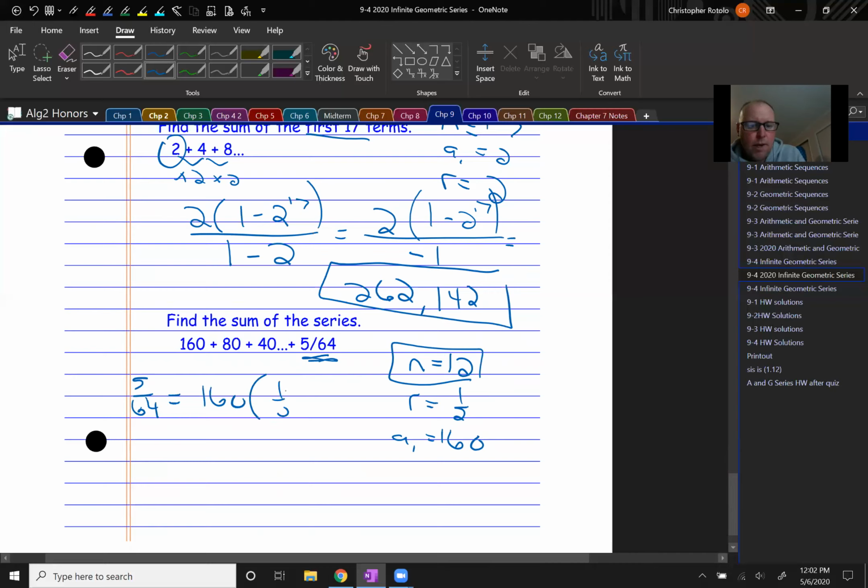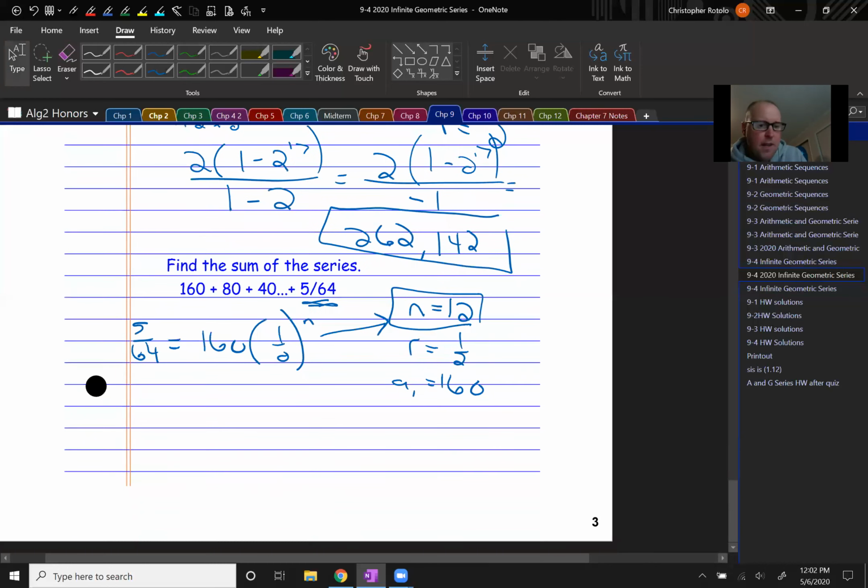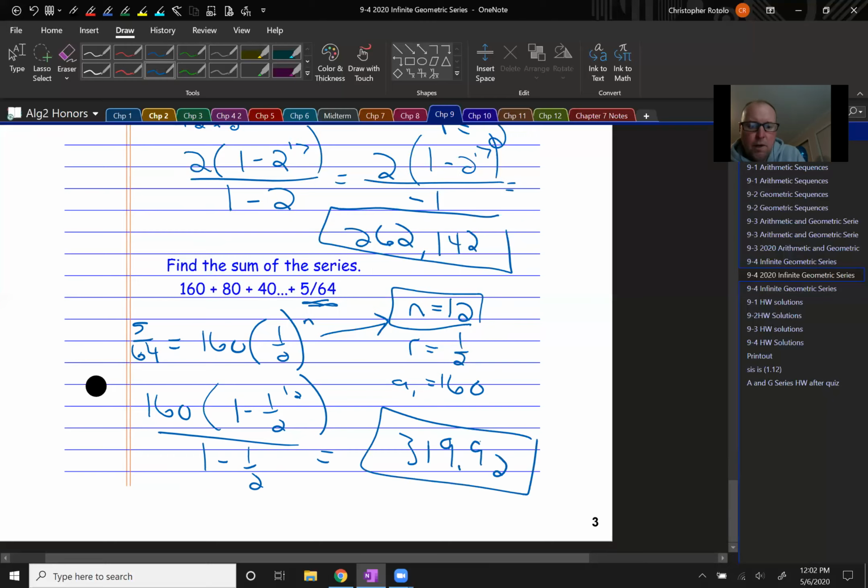We know this is 1/2, and we're trying to find out the power. Okay, so this is going to give us our 12. After that, we're able to plug everything in. 160, 1 minus 1/2. We need to take that to the 12th power, and then it's over 1 minus 1/2. Again, to save you some time here, as long as we get 319.92, we're in good shape. Otherwise, we need to check out some time together and make sure if you need some help.